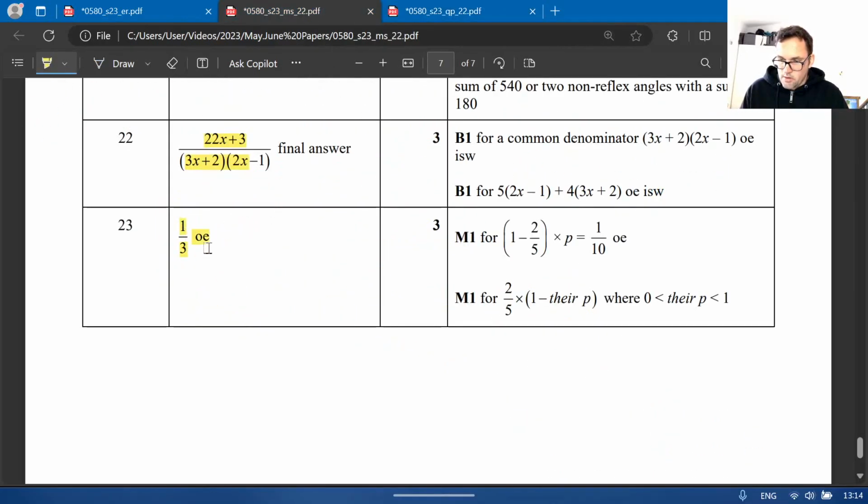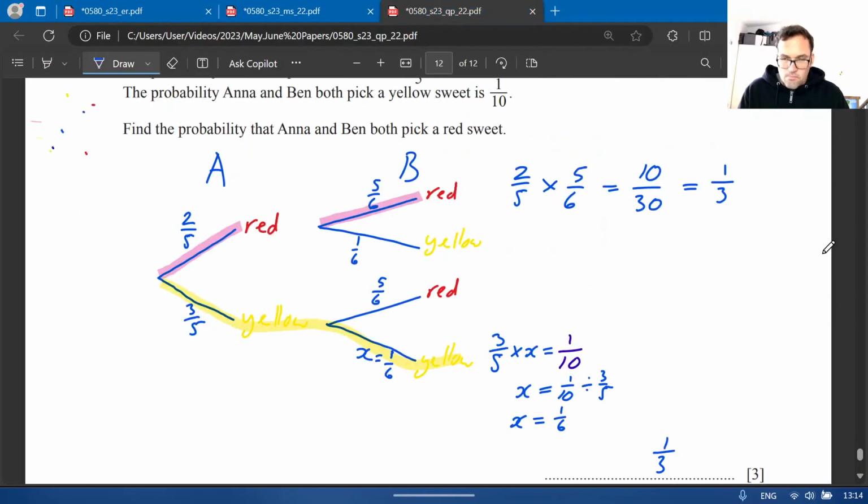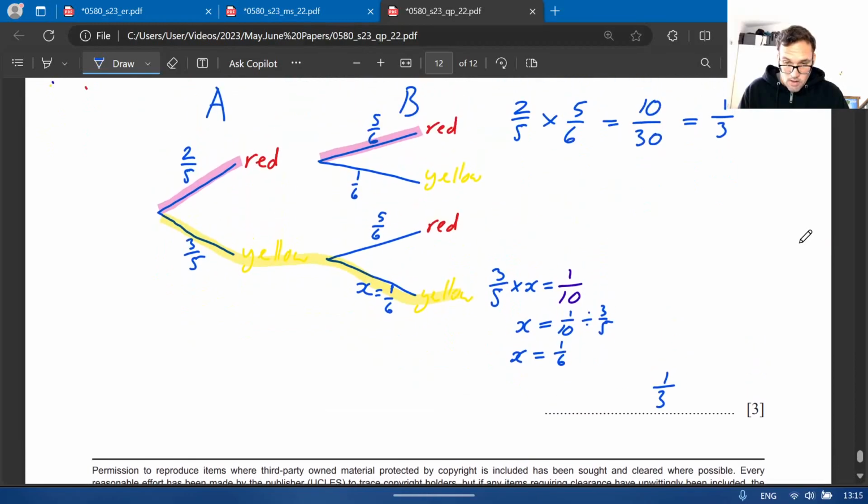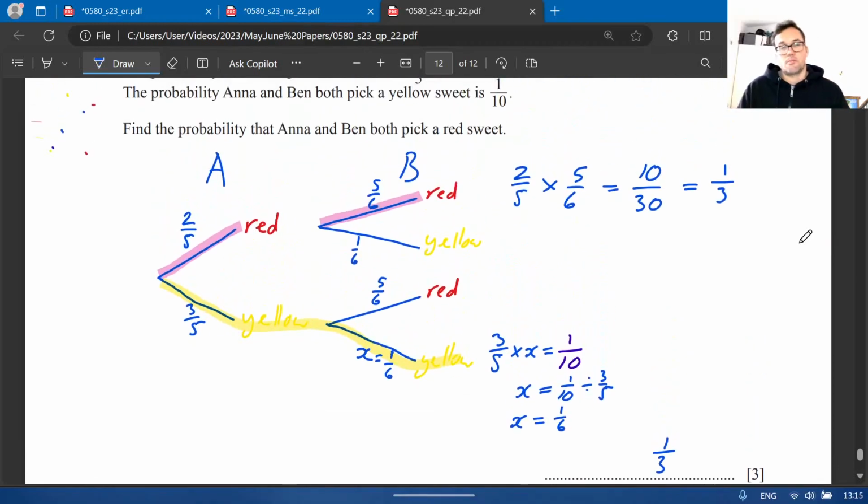Thank goodness. It's correct. Or equivalent: 10/30ths, 0.3 recurring, 33%. Those are all correct answers. Doing a tree diagram helps. We've done it. This was fun again.